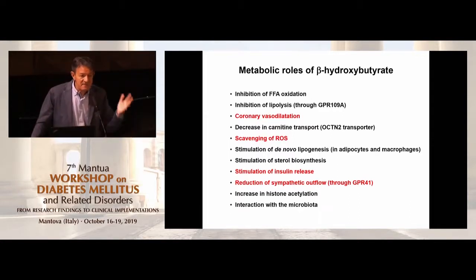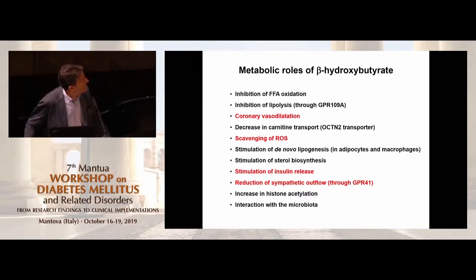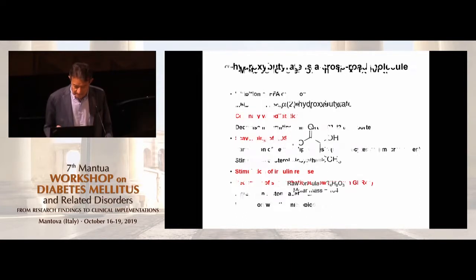stimulation of insulin release. This has been known forever, that if you take an isolated pancreas or islets and you perfuse them with just a little bit of beta-hydroxybutyrate, you enhance the glucose response, the insulin response to glucose. But also reduction of sympathetic outflow, and this again has been mentioned yesterday as one of the potential mechanisms to explain why, when you give an SGLT2 inhibitor, there is a drop in blood pressure, but no compensatory rise in heart rate, which obviously suggests that you've toned down the response of the baroreceptors in the big vessels.